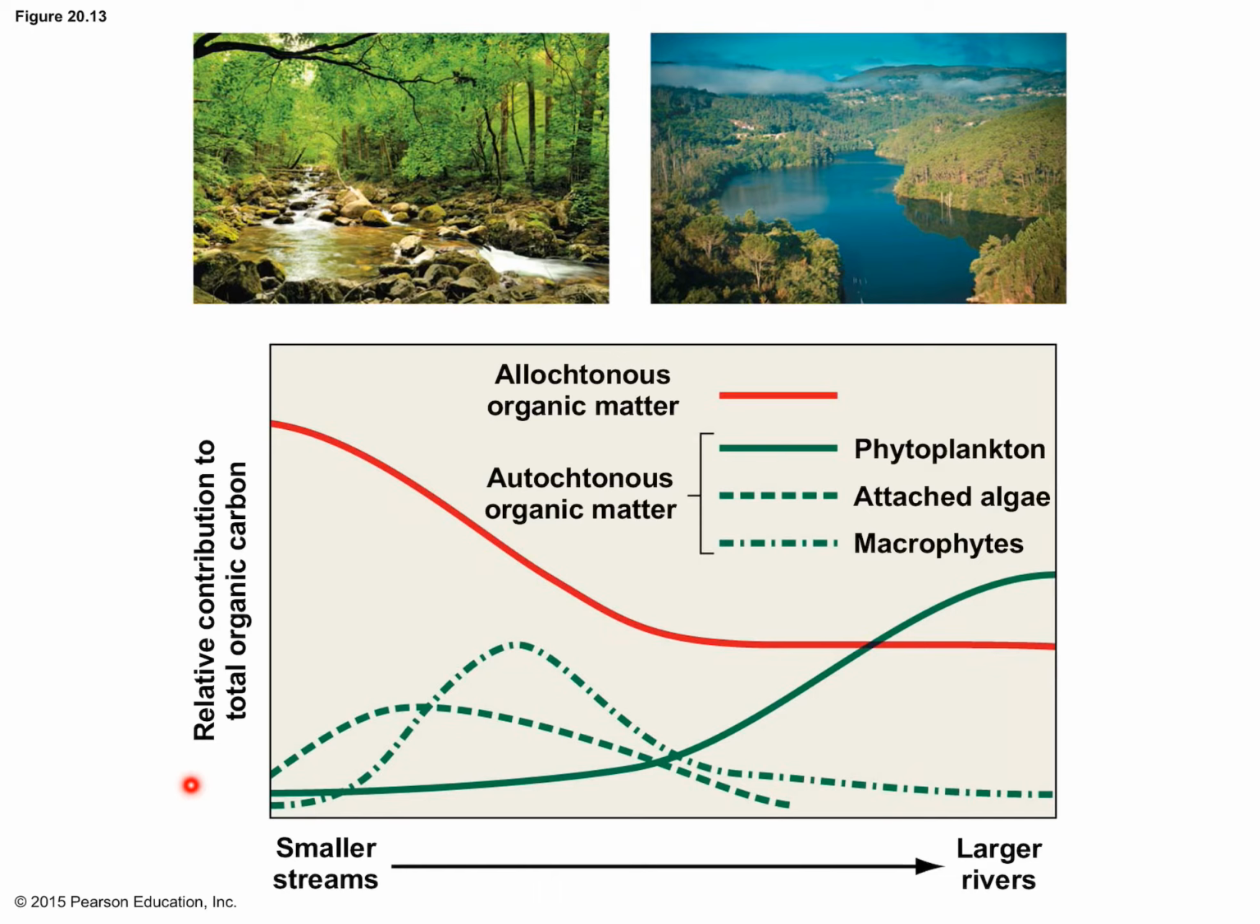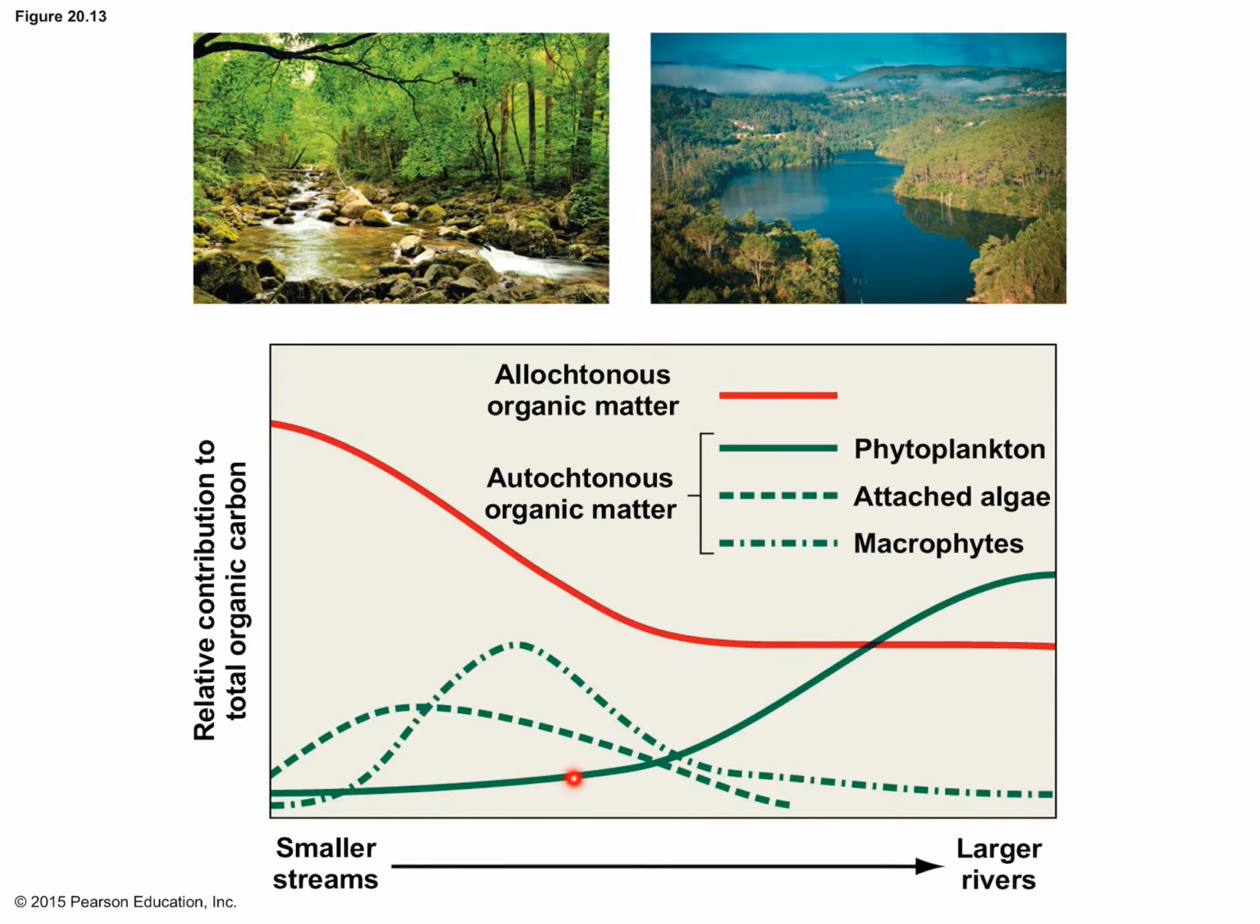And so this is showing you the relative contribution to total organic carbon in a water sample from various parts of streams and rivers as we go from smaller streams downstream to larger rivers, okay? So if we look at phytoplankton, first of all, we see that phytoplankton are not contributing very much at all in these small streams, again, because of those shading effects.